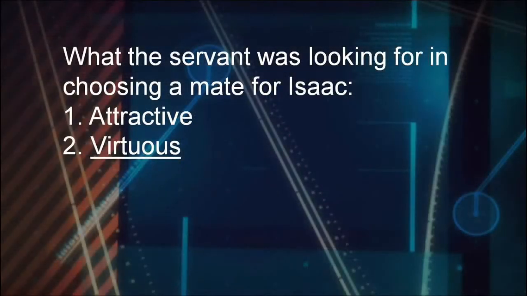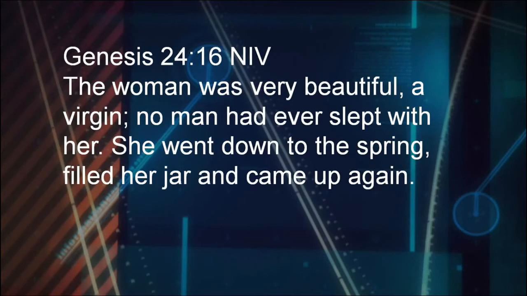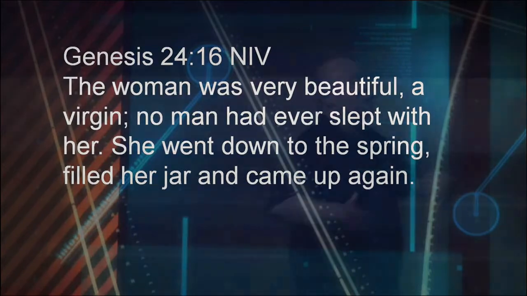Secondly, he wanted someone who was virtuous. In verse number 16, Rebekah's virginity is emphasized. Look at verse 16. The woman was very beautiful, a virgin. No man had ever slept with her. So not only does it say that she was a virgin, but the story repeats the fact by saying no man had ever slept with her. The first thing that we're supposed to notice about her, besides her being very beautiful, is that she was virtuous. She was pure. The third thing he was looking for was dependability.